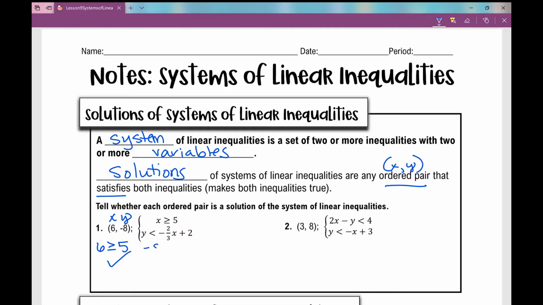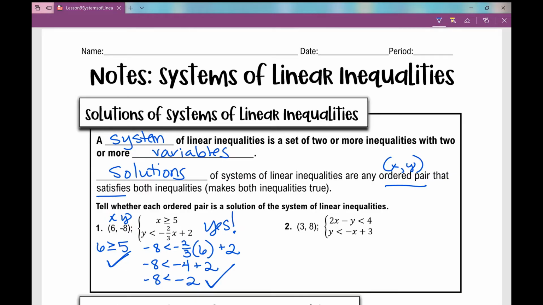Let's go to the next linear inequality. I'm plugging in -8 for y, is less than -2/3, and I'm plugging in 6 for x, plus 2. And now I'm just going to simplify it. So -8 is less than, what's -2/3 times 6? It's -4. -4 plus 2 is -2. Is -8 less than -2? Yes, it is. So because this ordered pair satisfies both of these linear inequalities, I have two check marks here, right? It is a solution to the system of linear inequalities.